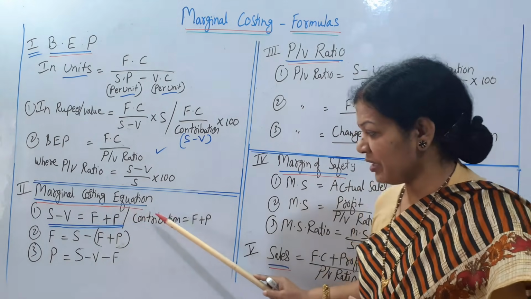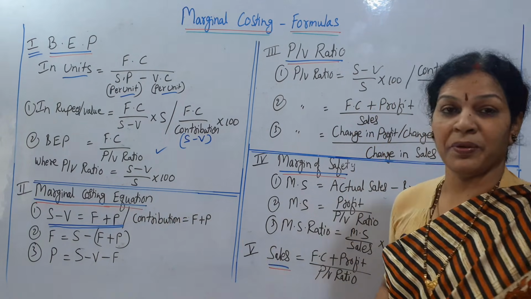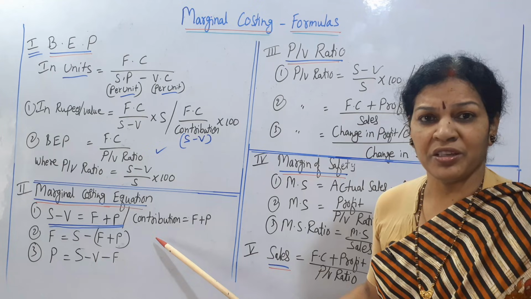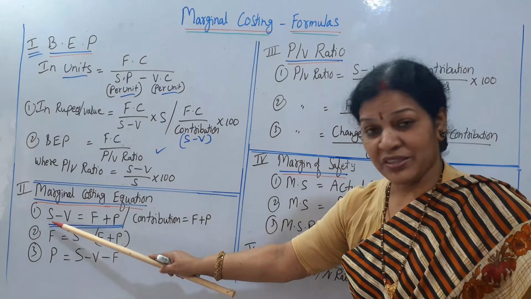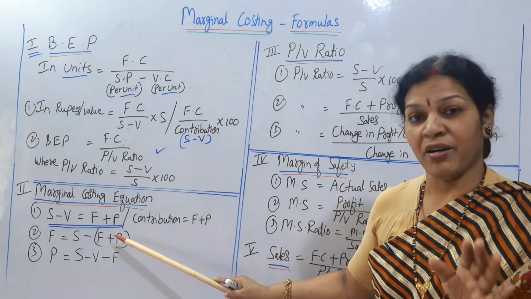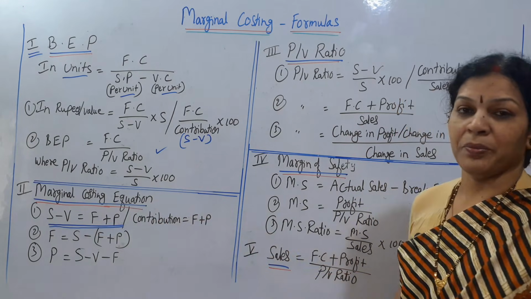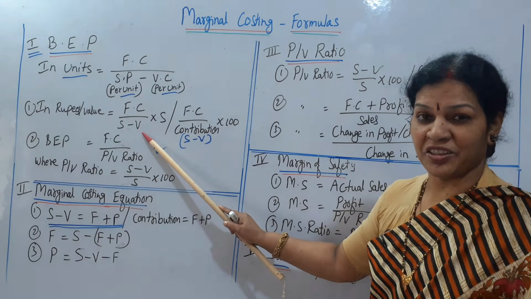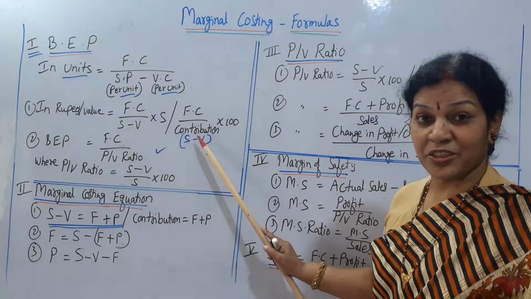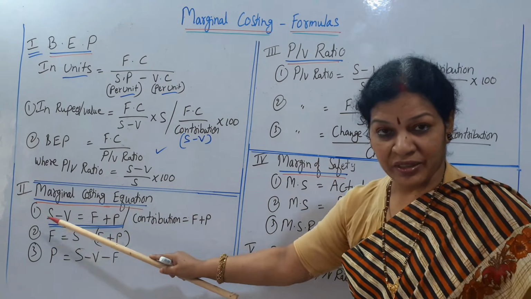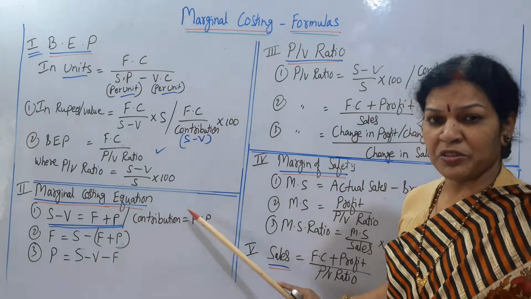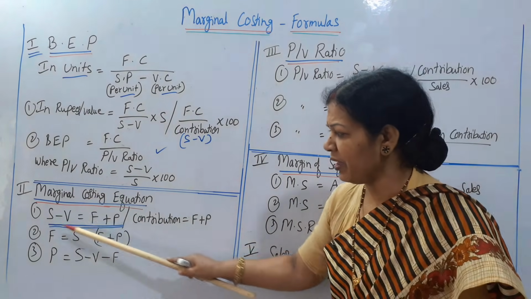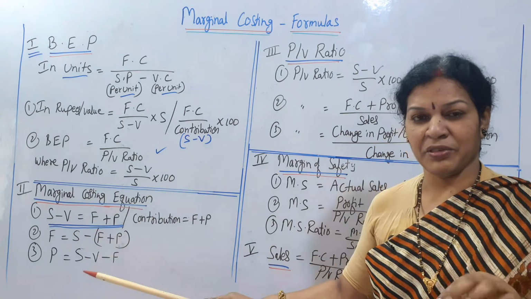The same thing you can say as contribution is equal to F plus P. What is contribution? S minus V is contribution only, right? So we are saying S minus V is equal to F plus P, or contribution is equal to F plus P. Rather than S minus V, we can say contribution is equal to F plus P. Able to remember? The same formula, we are twisting it, we are changing it.